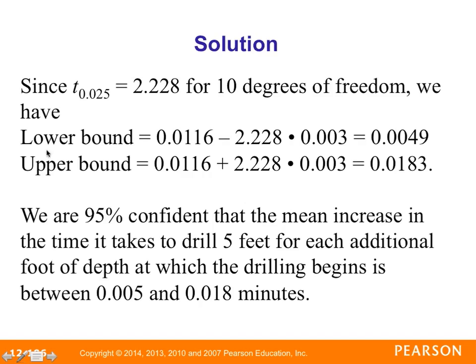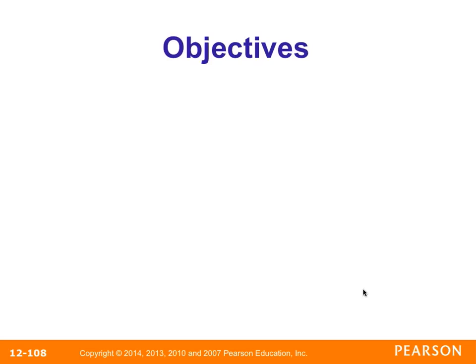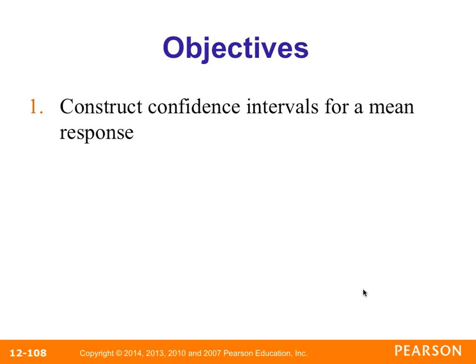So just like we interpret other confidence intervals, we're going to start it the same way. We are 95% confident that the mean increase in the time it takes to drill 5 feet for each additional foot of depth at which the drilling begins is between 0.005 and 0.018 minutes. So that means as you drill deeper, it's going to take longer in order to drill those same 5 feet.